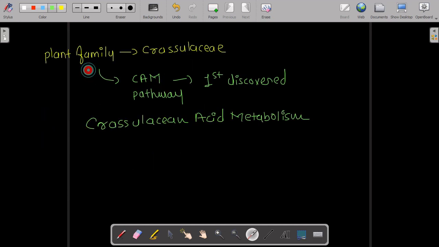Now there is a plant family known as Crassulaceae. In this plant family the CAM pathway was first discovered, and that is the reason why this CAM pathway is named crassulacean acid metabolism. The name came because the plant family in which the CAM pathway was first discovered is named Crassulaceae. So on that name the crassulacean acid metabolism is named.